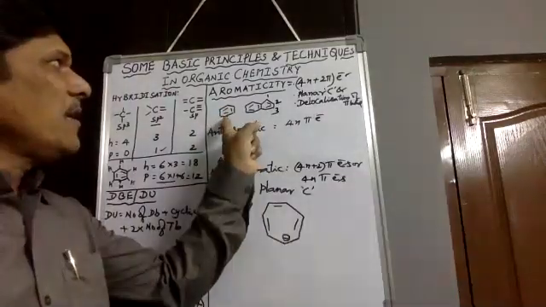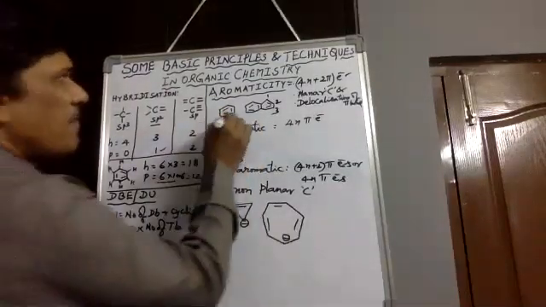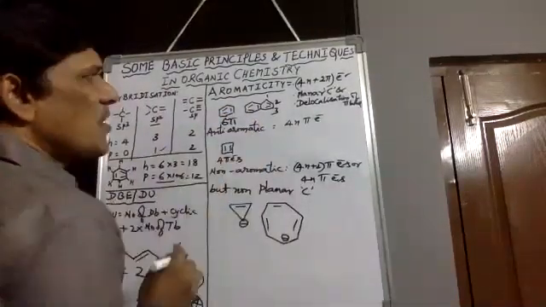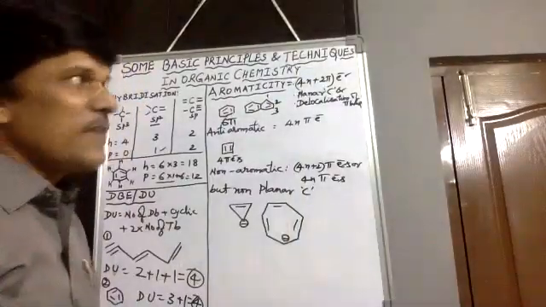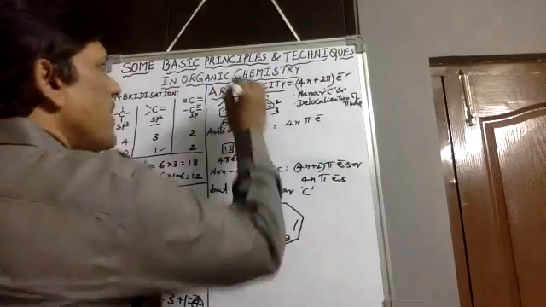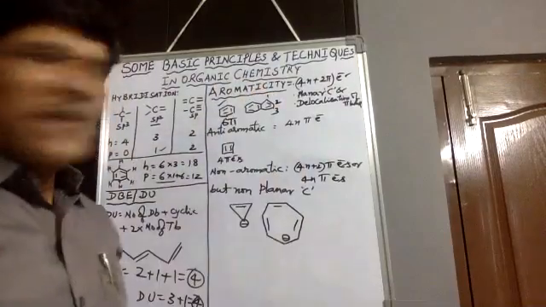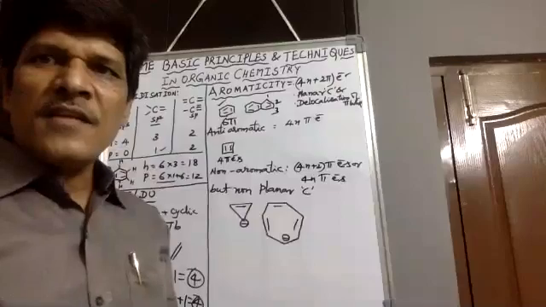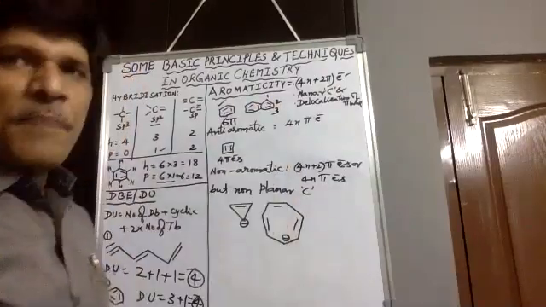But here 6 pi electrons are there. 3 double bonds show 6 pi electrons, which satisfies 4n plus 2 if n is equal to 1, therefore aromatic. Benzene is aromatic. In the same way, naphthalene contains 5 double bonds, that is equal to 10 pi electrons.